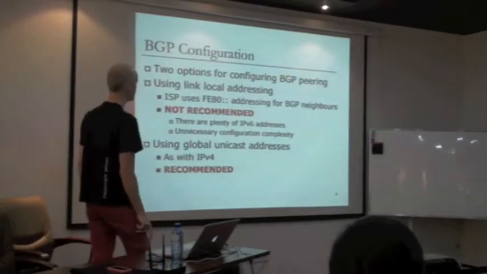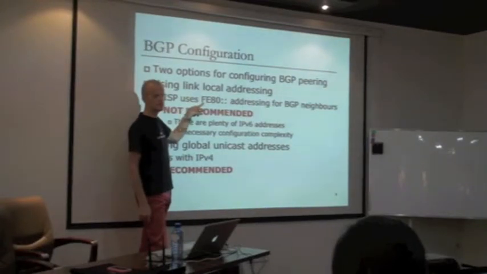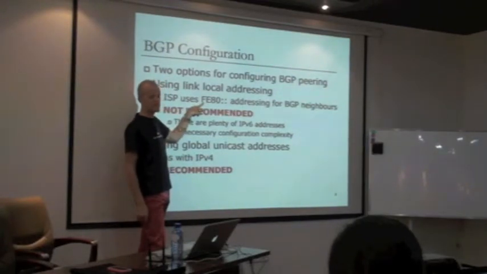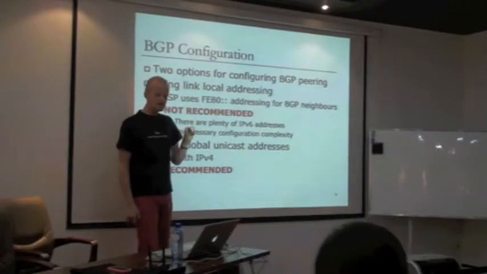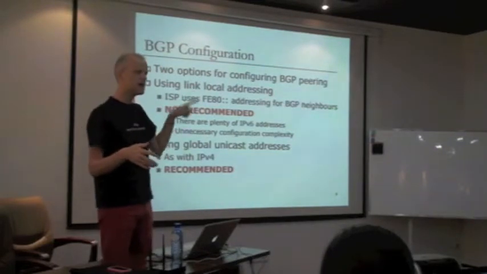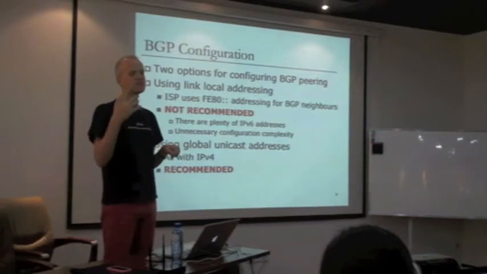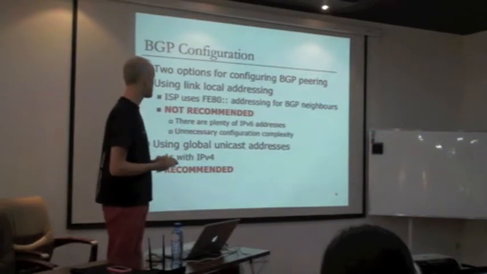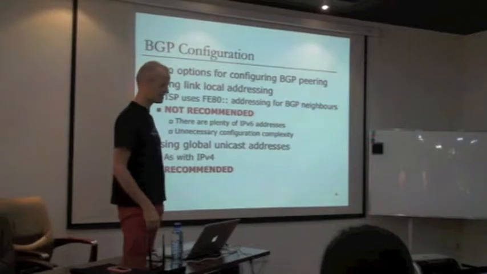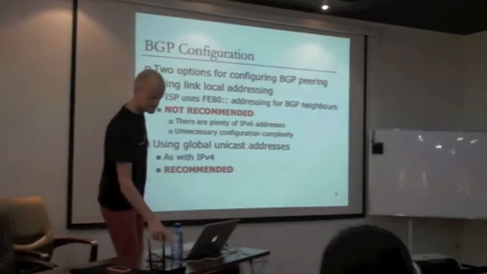For configuring the peering, we can use FE80 link local addresses for eBGP. It's not recommended because the link local address is only used on the local link. It's not visible outside. So even if you use link local, you still have to reset the next hop address. It just makes it more complicated. Use global addresses as we do with V4.